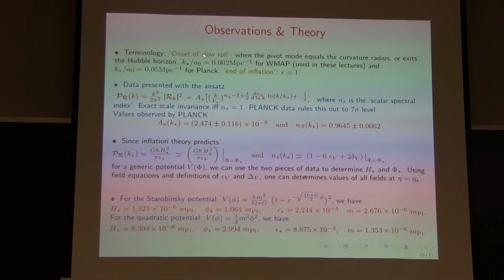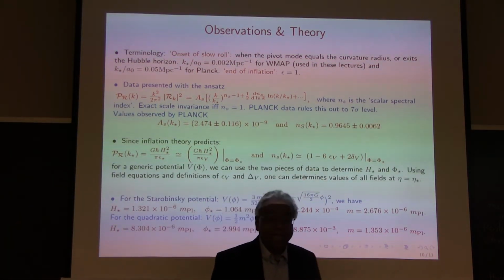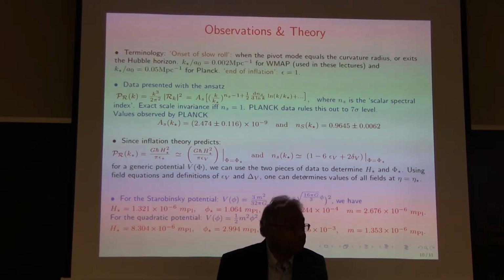And so this is for WMAP, and that is what I used in these lectures. And k_0 for Planck is slightly different, but like I said, we can just convert one thing to the other. So the idea is that at the beginning of inflation, epsilon, these slow roll parameters are very small.